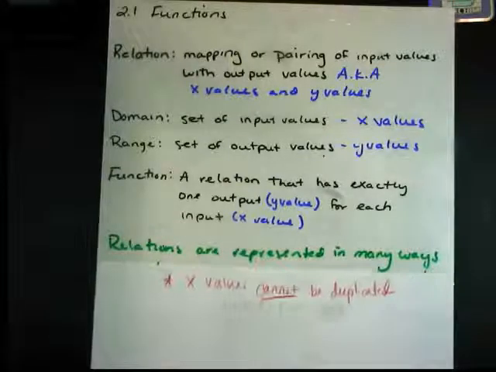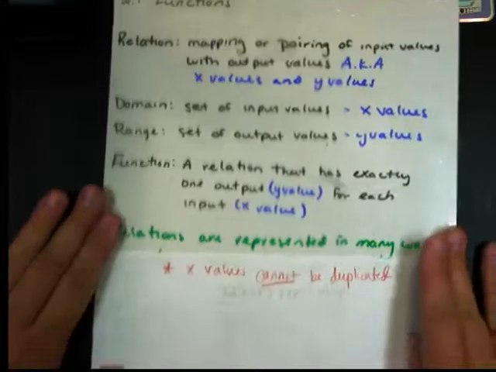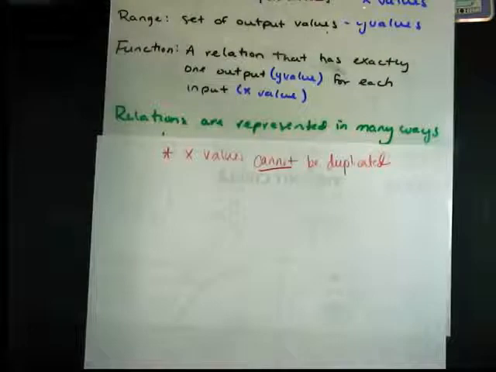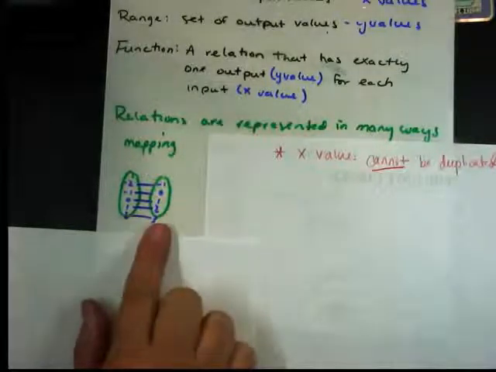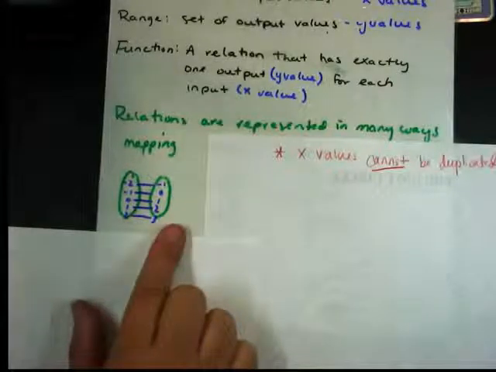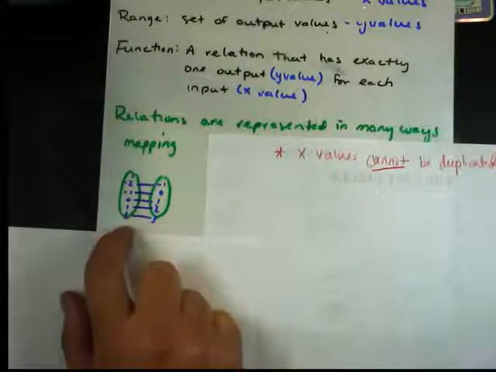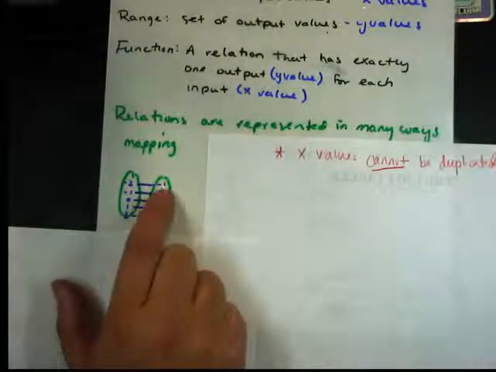Okay. Our relations are represented in many ways. You need to be familiar with all of these ways. The first one is called a mapping. A mapping has these circular ovals, and they pair up or match up the left circle to the right circle. We also call the left circle the domains, ranges, x's, y's, however you want to think about it. The one that comes first is the one we read first. So -2 matches up to -1.